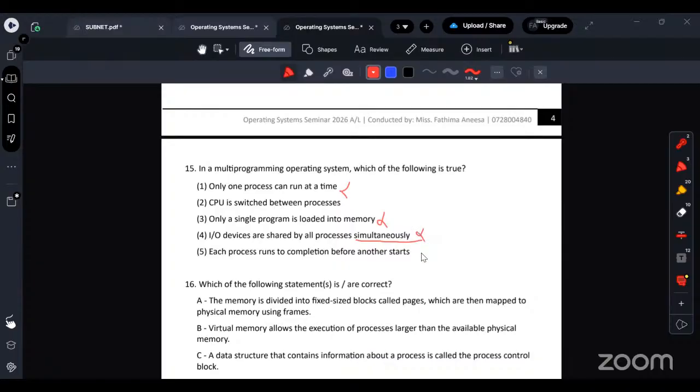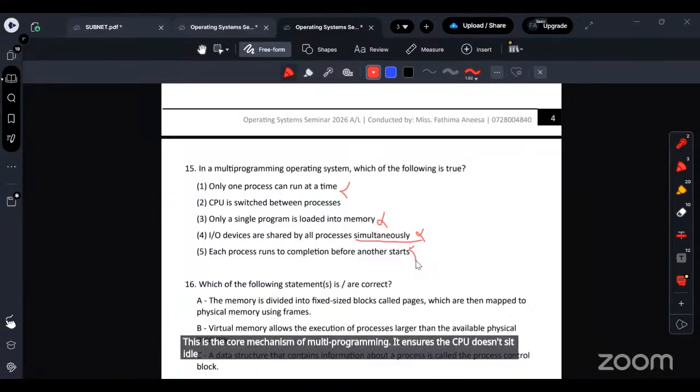Each process runs to completion before another starts. This describes what? Batch processing. Multiprogramming allows processes to be interrupted and resumed. So the answer is 2. CPU is switched between processes. This is the core mechanism of multiprogramming. It ensures the CPU doesn't sit idle while a process waits for external events.